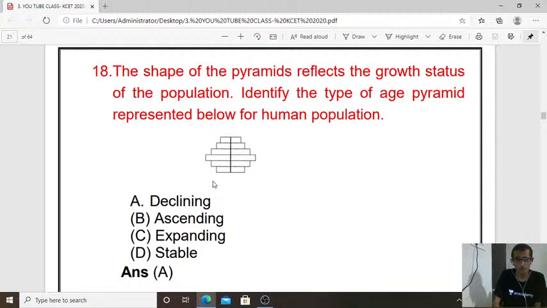When the number of that group is less than that of the reproductive and post-reproductive age groups, then the population is going to decline. So it is a declining population. It is not ascending or expanding or stable. Stable means equal amounts. Expanding refers to the base being broad and the apex narrow, then it is expanding, and stable, isn't it?